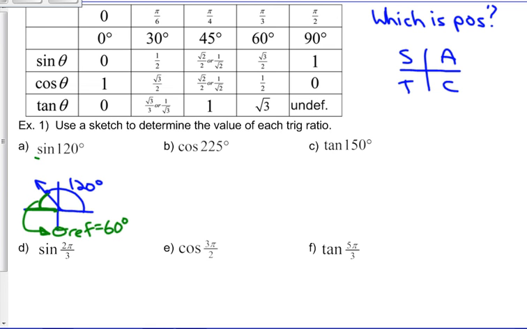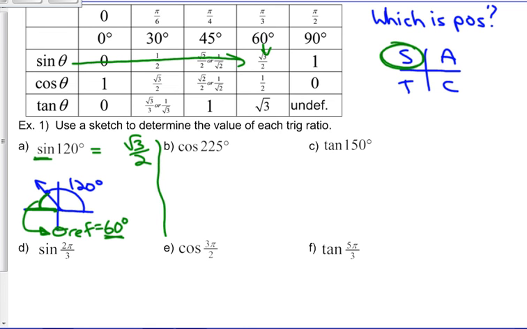So we're talking about sine here. I'll go to my sine row, and the reference angle is 60. So sine of 60, hey, it's root 3 over 2. Now check it out. That 120 degrees is in the second quadrant, which means that sine is positive. So my answer here will be positive. The sine of 120 is going to be a positive value.